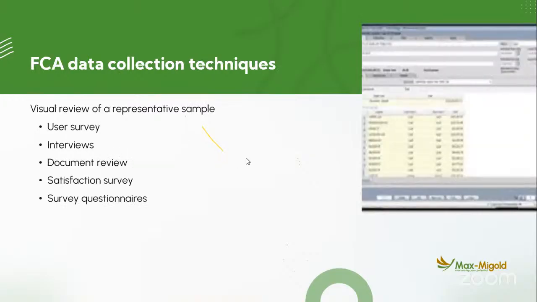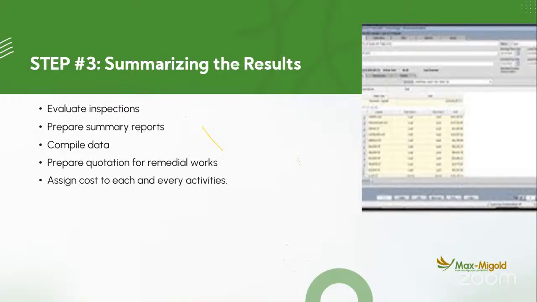Then visual review of the representative sample. At times, it could require you to do a physical inspection that you need to be there. At times, you can do what we call survey, and you can do what we call interview. You can interview the end users of that facility. What are the challenges they are facing? What are the issues they have? From their interview, you can sum up and you can come up with an idea of what they actually need. But the best among all of them is for you to do a physical inspection with your team.